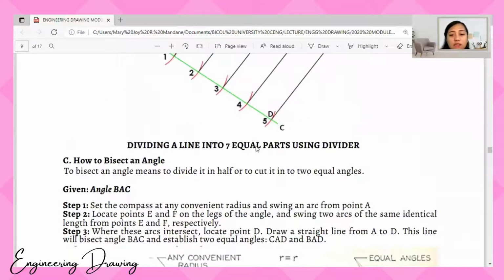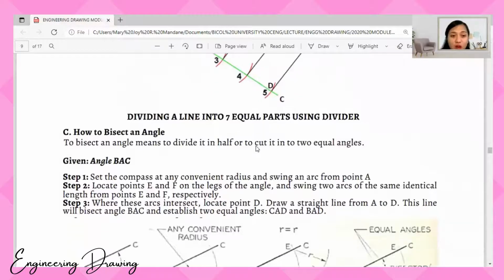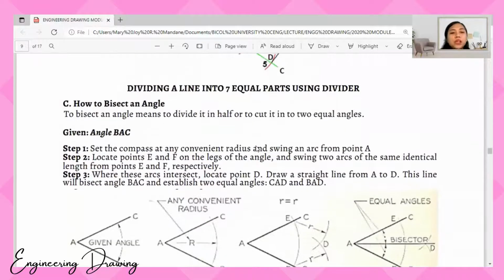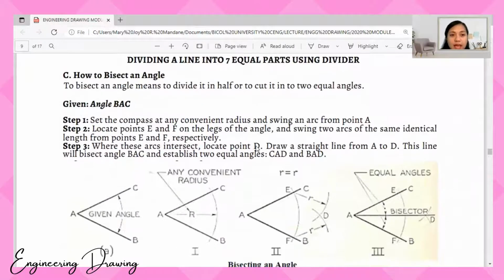Dividing a line into 7 equal parts using divider. How to bisect an angle? To bisect an angle means to divide it in half, or to cut it into equal angles. Given angle BAC, step 1, set the compass at any convenient radius and swing an arc from point A.